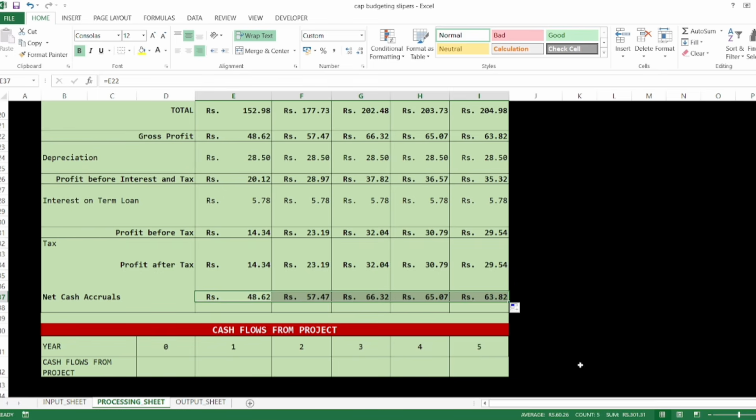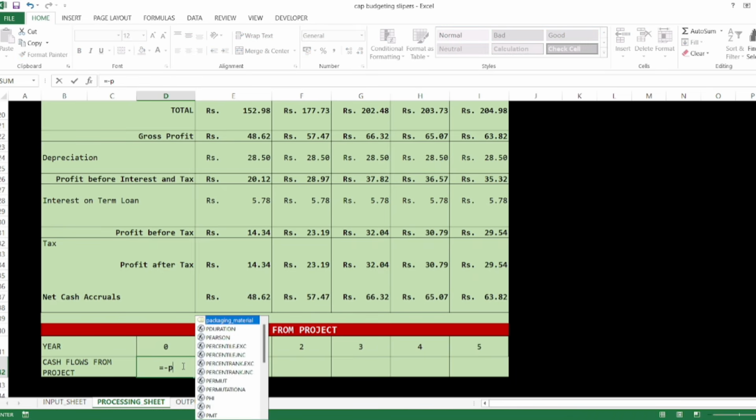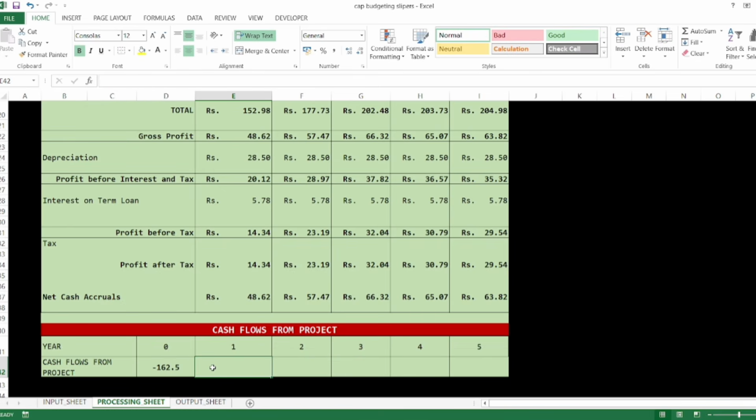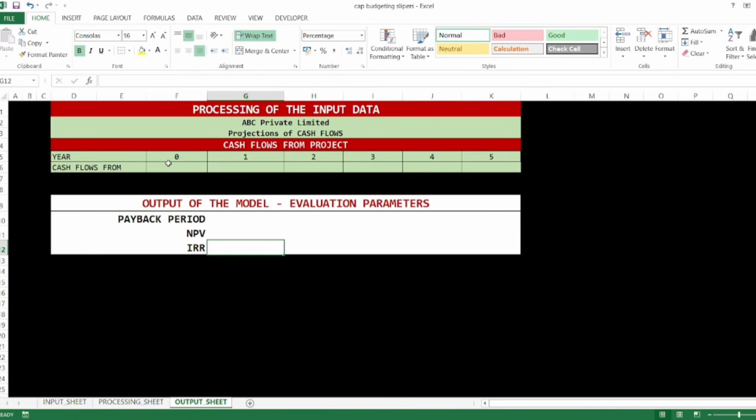Now we'll be calculating the cash flows from the project. For year 0, meaning the outflow, the project cost that has been given to us will be an outflow, so it will be negative: equals to minus project cost. And for the next years we will be selecting the net cash accrual, so just select and drag.